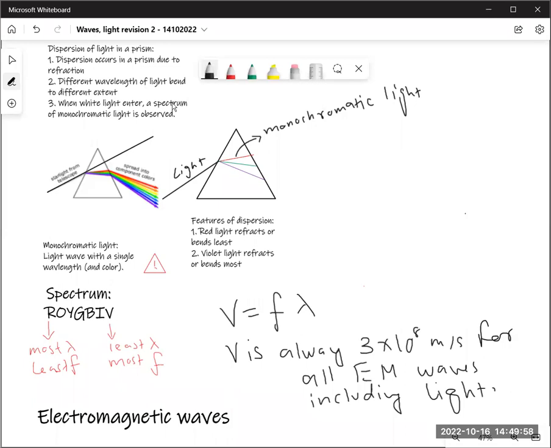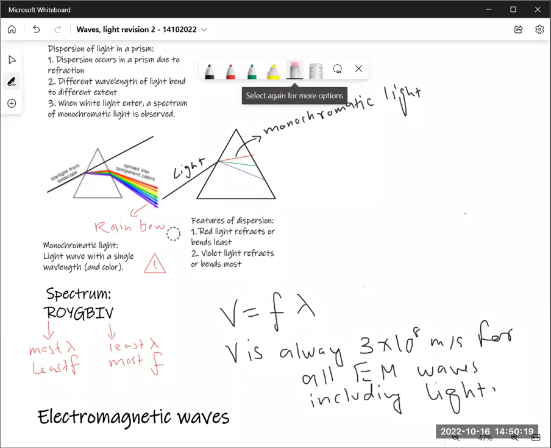Over here we have 7 categories: red, orange, yellow, green, blue, indigo, violet. That is also what makes up a rainbow. So in some way, this is a rainbow right here. They won't ask you this in the exam, but the same thing happens in rain.